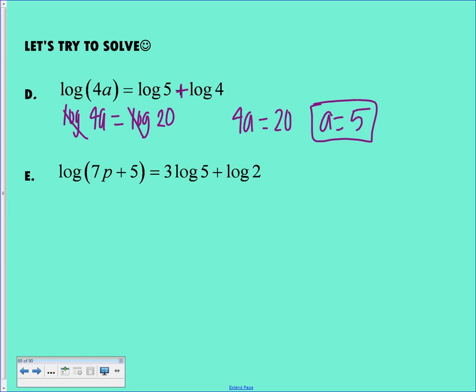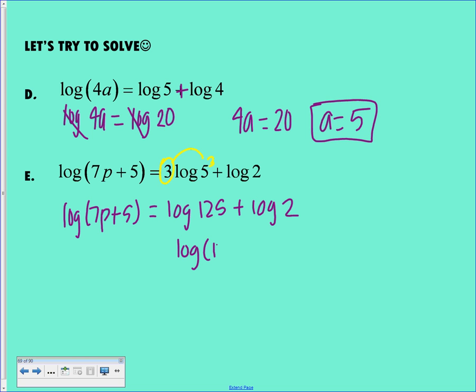Okay, so we'll try E. Again, I'm going to leave the left side because that's just 7p plus 5. That's as simplified as it gets. Again, over here, like in the simplify, I want to see if I have a coefficient, and I do. So I'm going to make that log of 5 to the third, which is going to be log of 125 plus log of 2. Addition is like multiplication, so I can do 125 times 2. Okay, and now that I have one log equal to one log, now and only now can I cancel my logs. I could not do it at the beginning. So now I'm going to have 7p plus 5 equals 250. So I subtract 5.